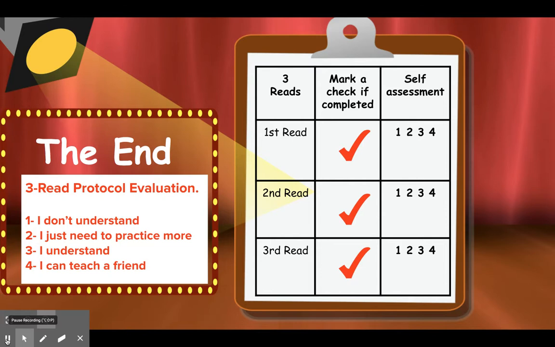And I want to take a second to use the chat one more time. Now that we've gone through this 3-read protocol, I want to know, do you think that you would be able to do this again in the future? If you don't understand, put a 1 in the chat. If you need some more practice, place a 2 in the chat. If you understand it, it was pretty simple: first read, second read, third read, and the focus, then put a 3 in the chat. And if you are ready to go ahead and teach a friend, place a 4 in the chat.